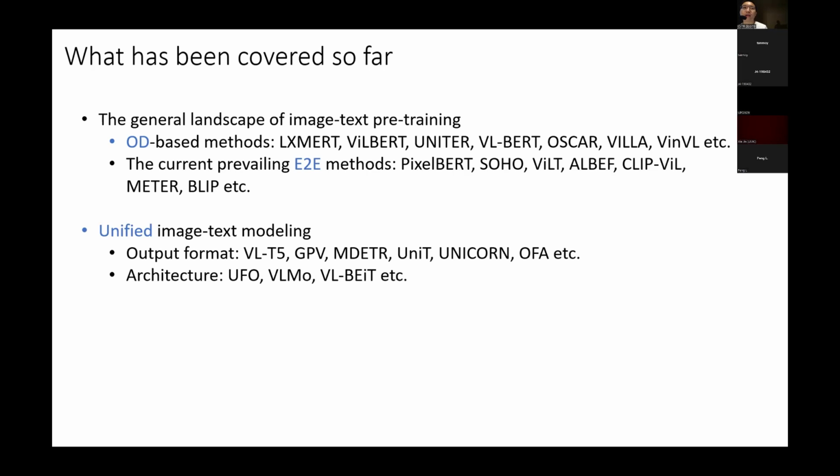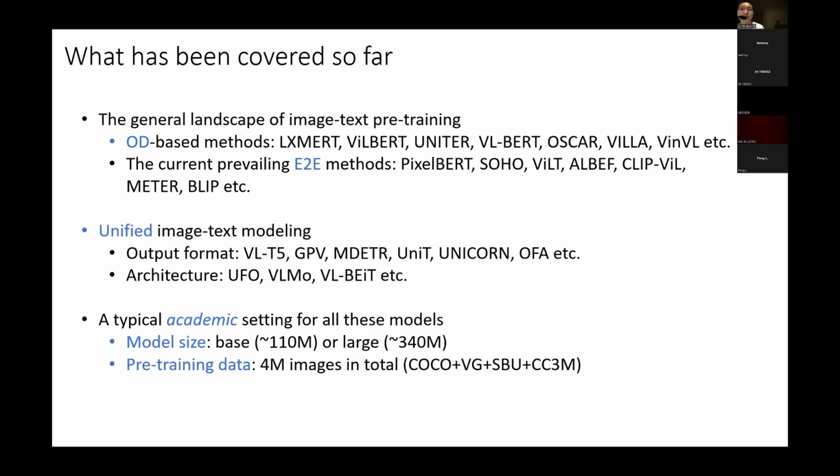Just now we have been talking about unified image text modeling in terms of output format, how we can unify text token generation and bounding box generation, such as VL-T5, MDETR, Unicorn, OFA. We have also been talking about how we can unify the architecture. Can we just use a unified transformer to perform this task, such as UFO, OmniVL, and the recent VL-Summit paper?